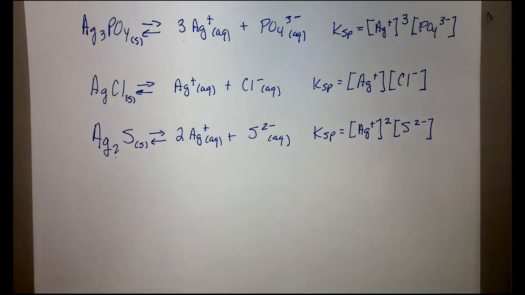Now, this is for insoluble, quote unquote, or sparingly soluble salts, where the concentrations of these ions are going to tend to be pretty low. But there'll be a range. There'll be some that are more soluble than others, as it turns out.